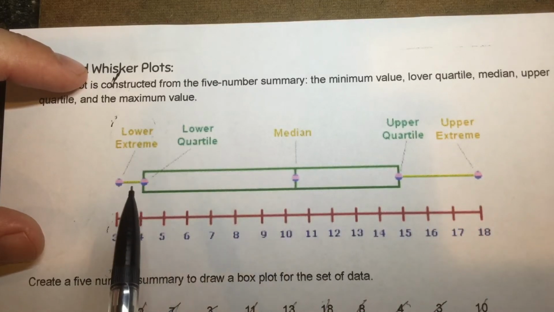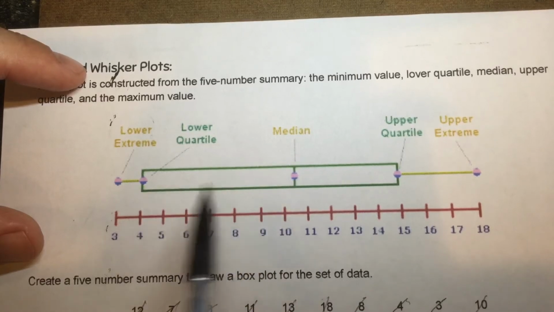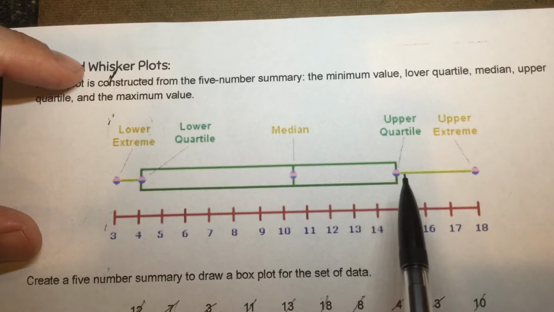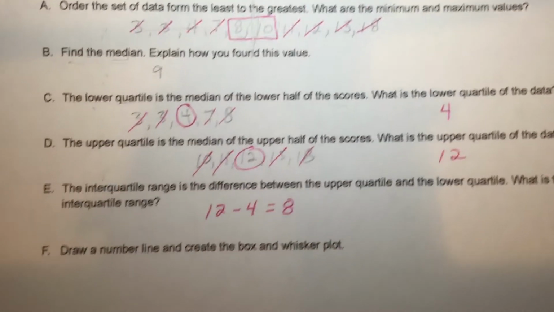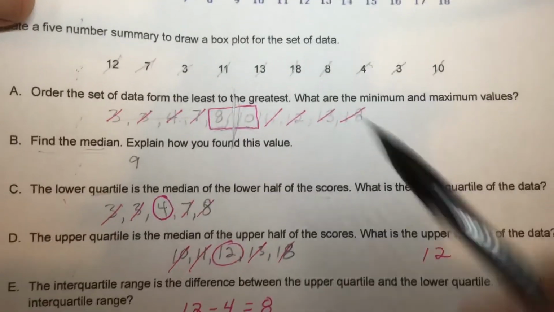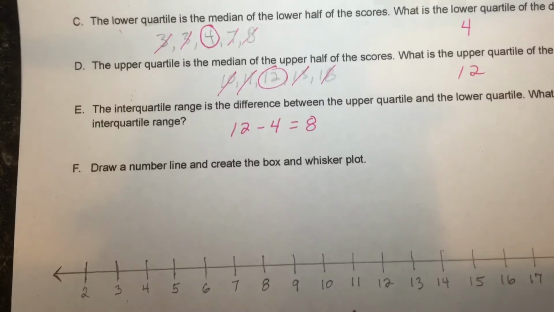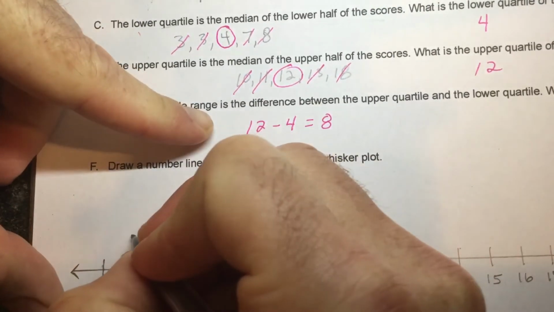The lower extreme, the lowest value we have, the lower quartile, the median of the lower half, the median of all the data, the upper quartile, or median of the upper half of data, and then the upper extreme, or the highest number that we have. So if we look at those 5 numbers, the lowest number on our list was a 3. I'm just going to place a dot above 3.